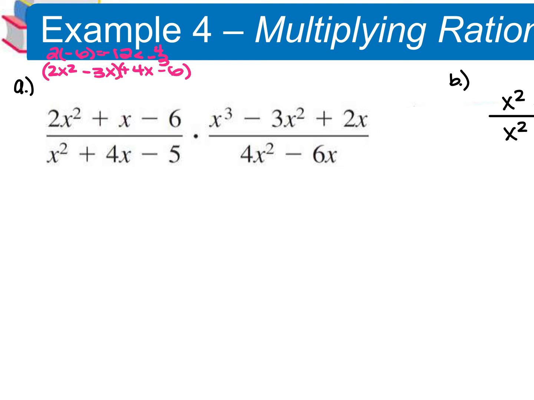We factor that by grouping. We're going to factor out an x from this, a 2 from that. So that's going to give us x plus 2 times 2x minus 3.